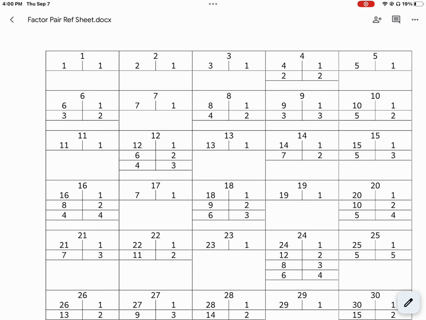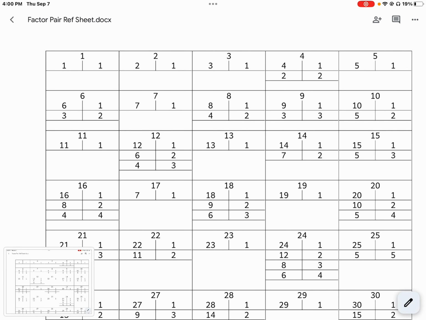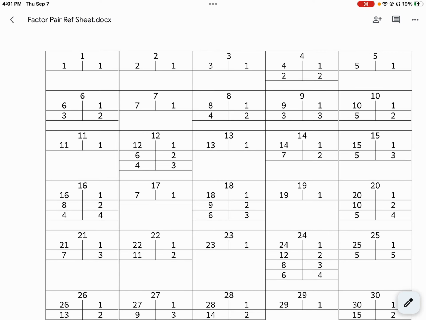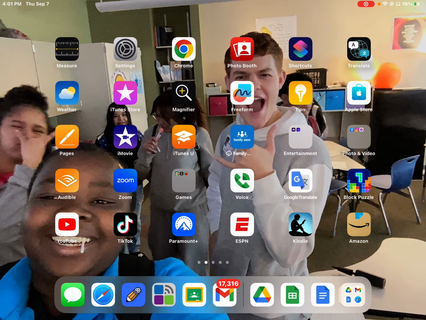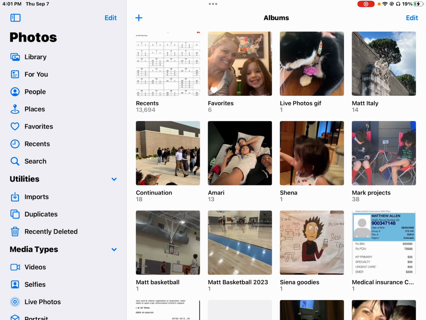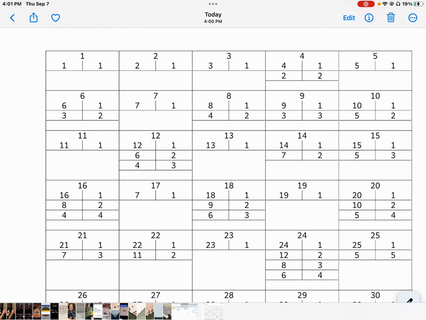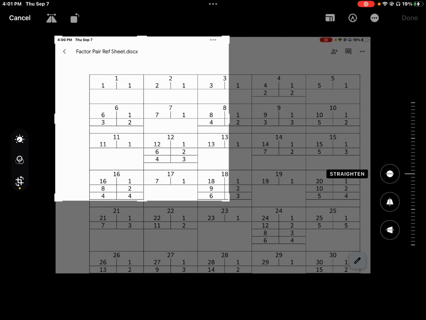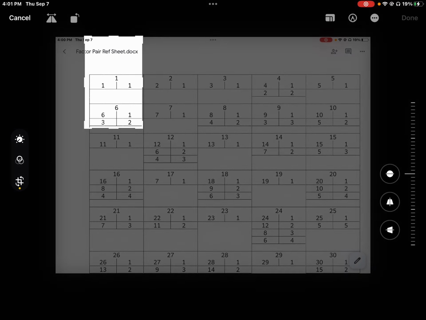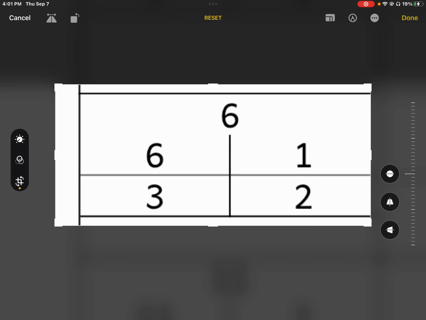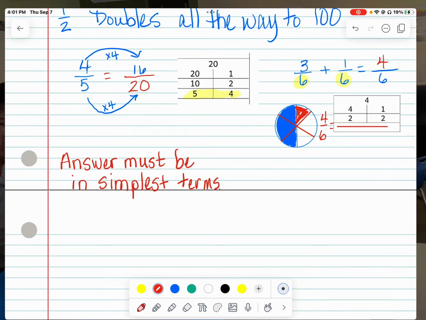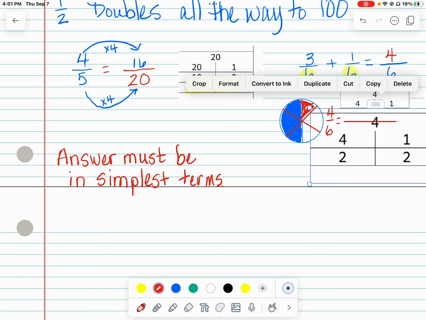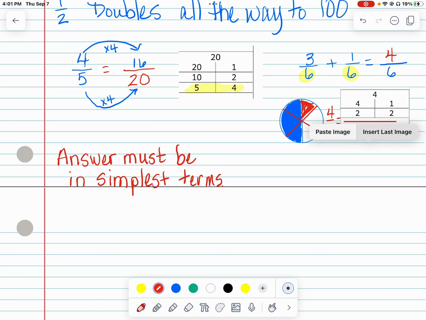And then I'm going to go back here and take a picture of 6 and its factor pairs. So I'm going to go back to my pictures. I didn't get to it fast enough. And I'm going to crop this because I don't want all the factor pairs in the world. I just want 6. And now there are my factor pairs for 6.